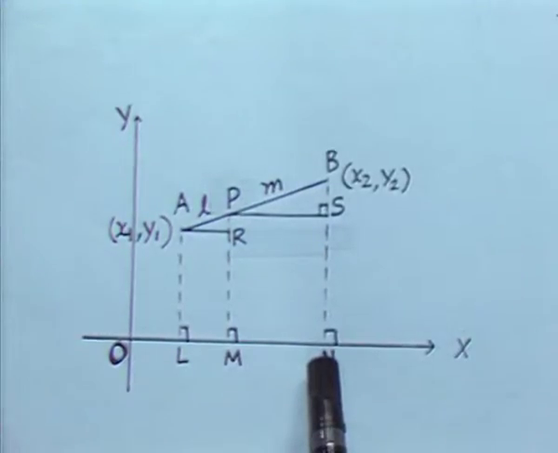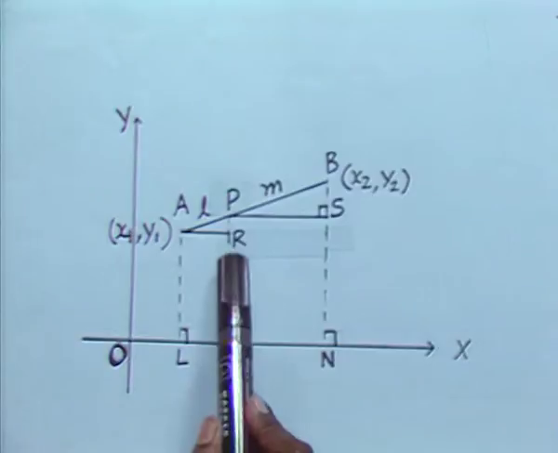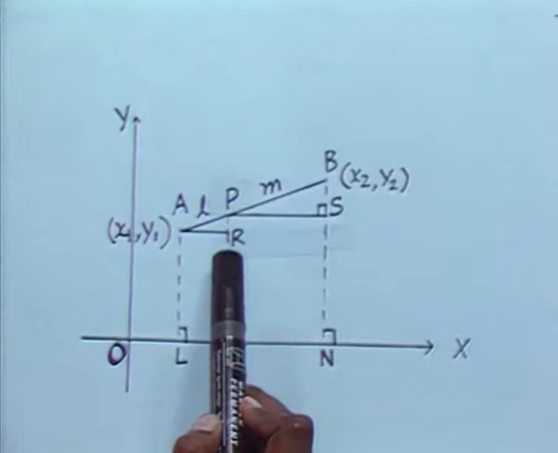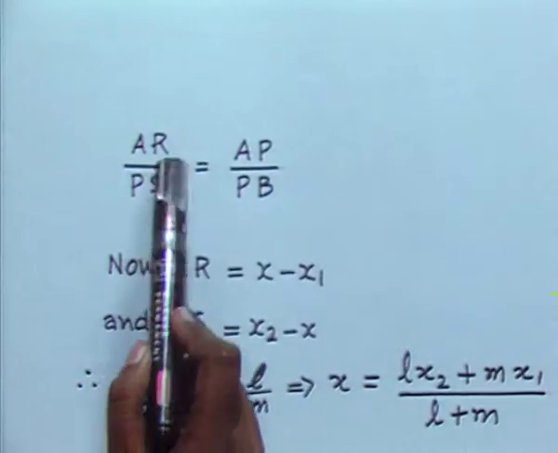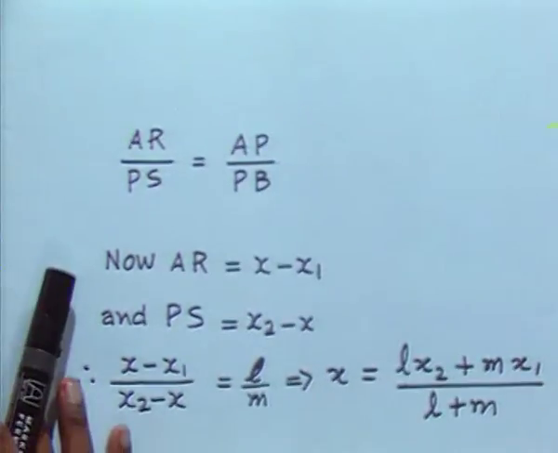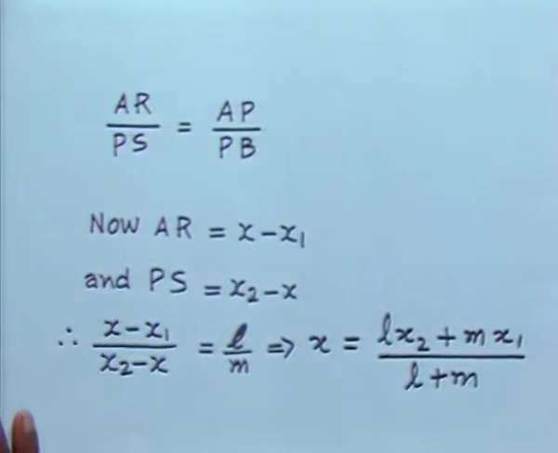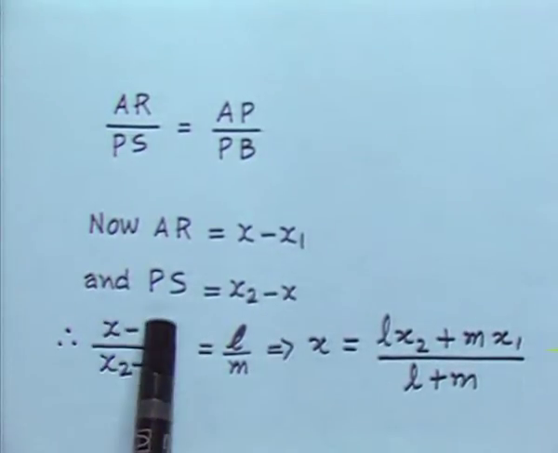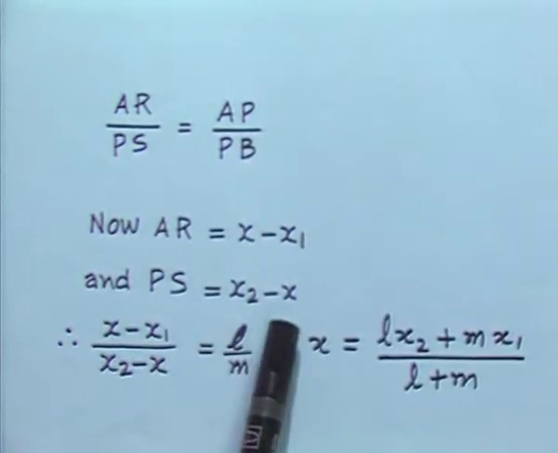Now observe the triangles PAR and BPS. They appear to be similar with corresponding angles equal. You are right. Now since the two triangles are similar, therefore the corresponding sides will be proportional. That means AR upon PS is equal to AP upon PB. Now AR is equal to x minus x1 and PS is equal to x2 minus x.